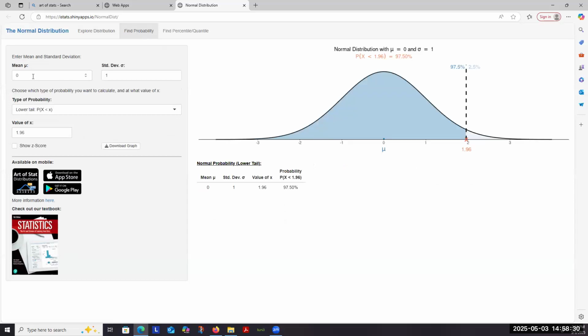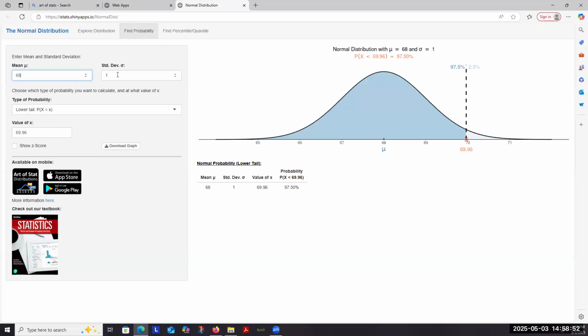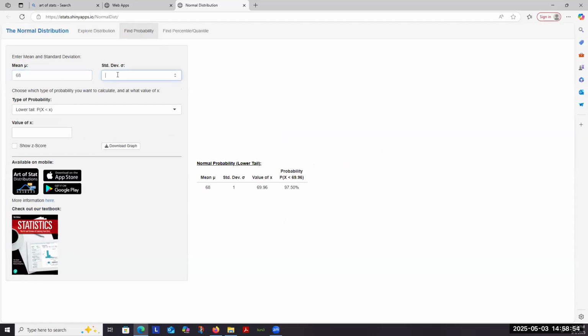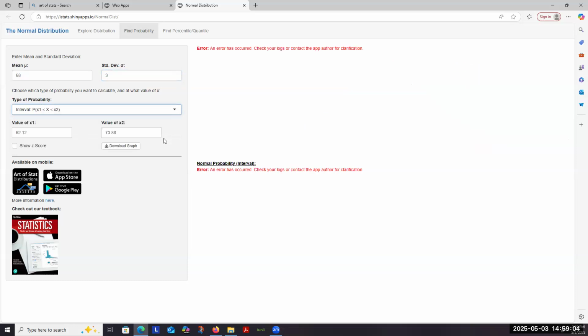So we need to give, for the case one, part one, the mean. In both cases, the mean was the same. In the case, the mean is 68. Okay, so I have the mean of 68. Standard deviation for the first case is equal to 3. That's the standard deviation. And the type of probability that we have is in between, in between two numbers.